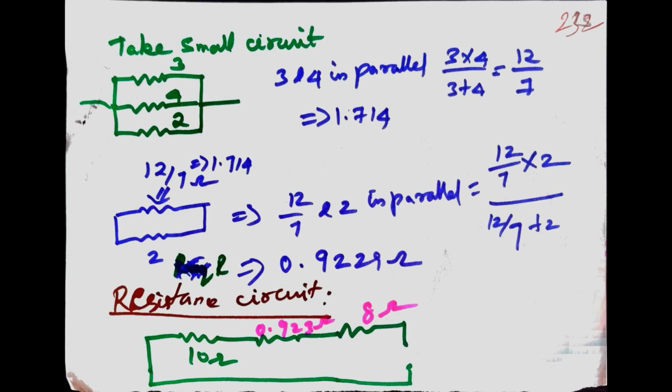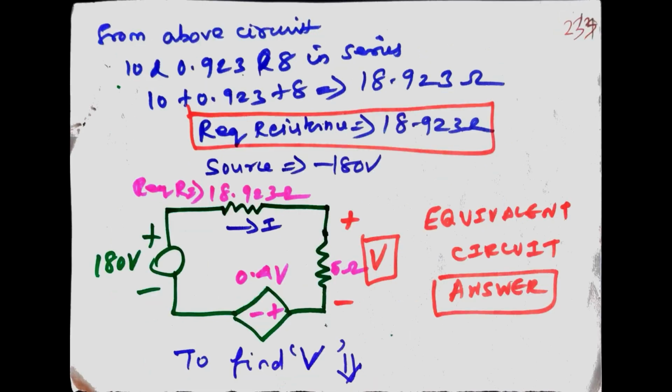In this circuit we use Ohm's law and Kirchhoff's voltage law. Resistance calculations and source combination are important. In the above circuit, we obtain 10.923 ohm and 8 ohm in series. So adding the equivalent resistance, we obtain 18.923 ohm.